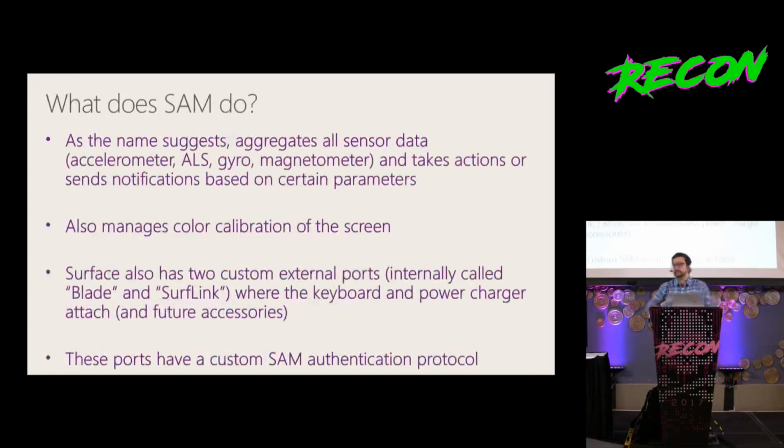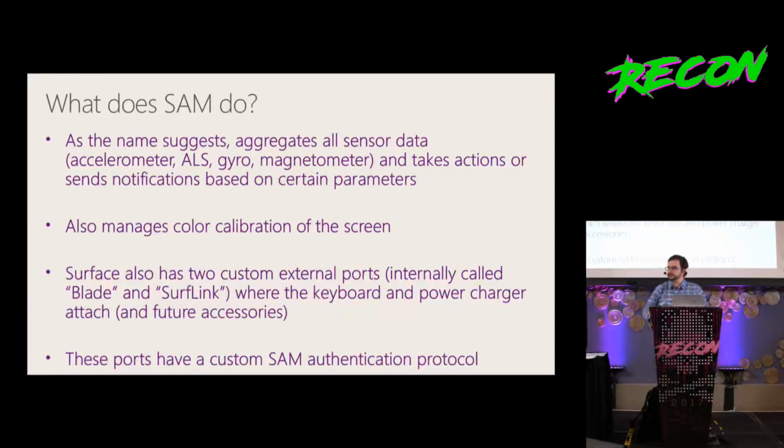Now, as I mentioned, SAM does color calibration. It aggregates sensor data. So Surface has an accelerometer, it has an ambient light sensor, it has a gyroscope, it has a magnetometer. It can also take actions based on that data. It can also aggregate the data and send it to other components on a system. And then these two ports, one of them is called Blade, which I think is the one on the bottom, and the other one's called Surface Link or Surf Link. So it also manages those two ports.